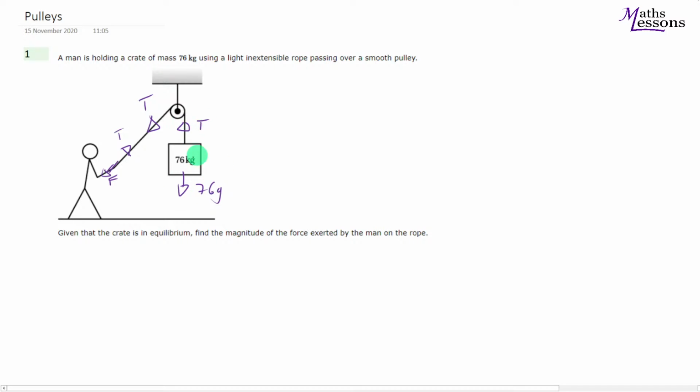So let's just resolve on here. It seems like overkill, but it's really important you set up the model simply to start with, especially on these simple ones, and build them up. So we resolve on the 76 kg, and we'll make that the positive direction. It's in equilibrium, I think. Yep. So therefore T will equal 76g.